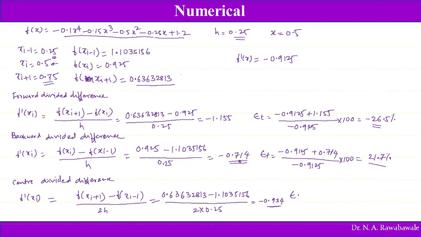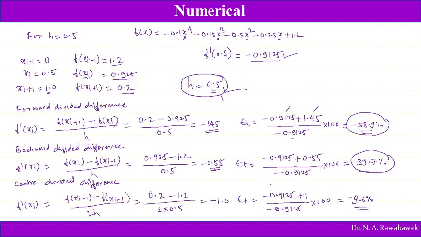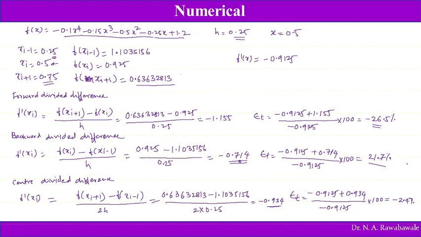So the true error, if we want to find out, is again minus 0.9125 minus of minus, plus 0.934, divided by the true value, minus 0.9125, into 100. So this error is going to be minus 2.4%. If we compare this with the previous error, it was minus 9.6%. So now this error has reduced to minus 2.4%. So this is the minimum error.